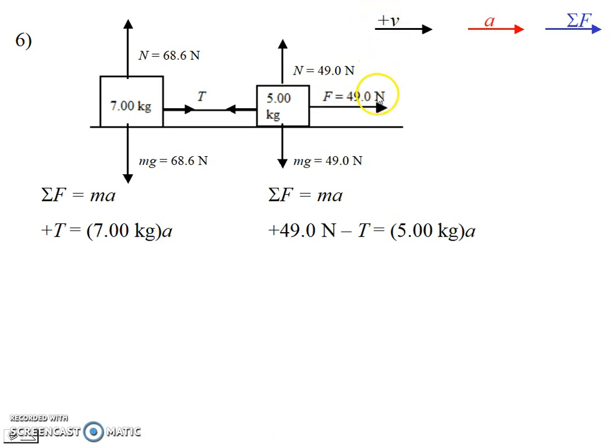So we have the 49 newtons to the right, and right is positive, we list it as positive 49. The tension is pointing to the left, so we list it as negative T. This way we take care of the direction with the sign. The mass here is 5 kilograms, and so it's 49 minus T equals 5 kilograms times the acceleration.